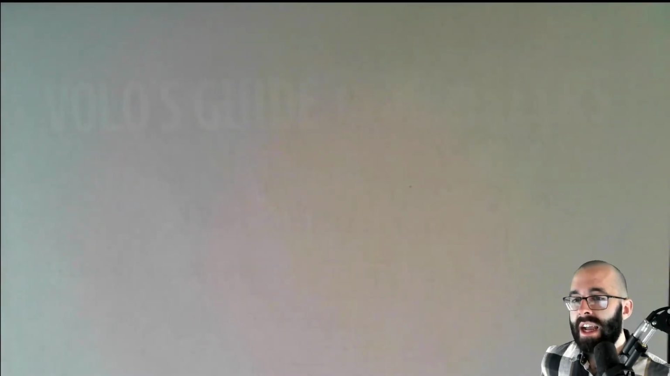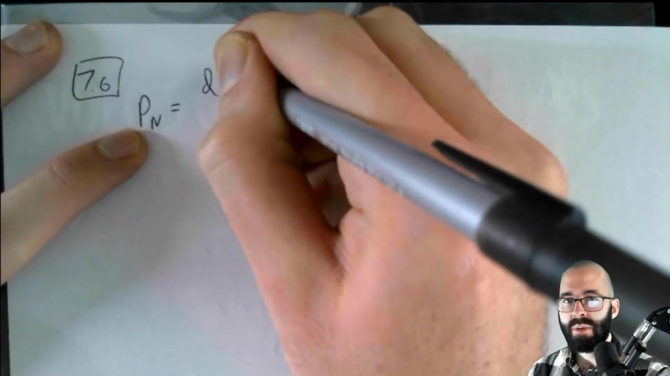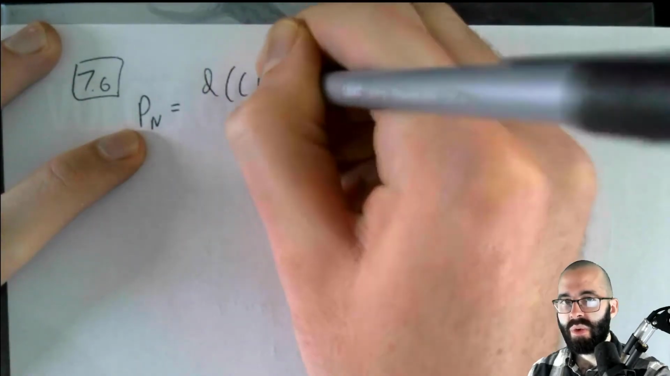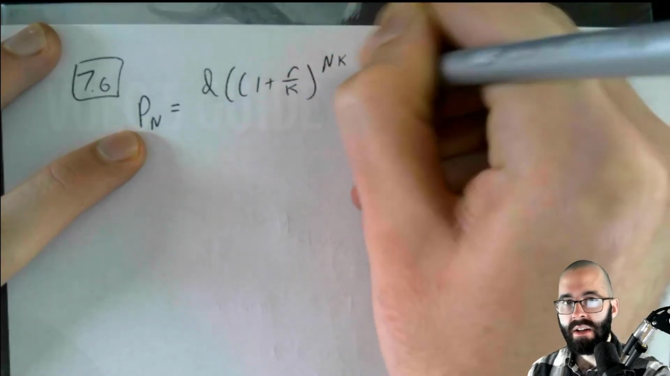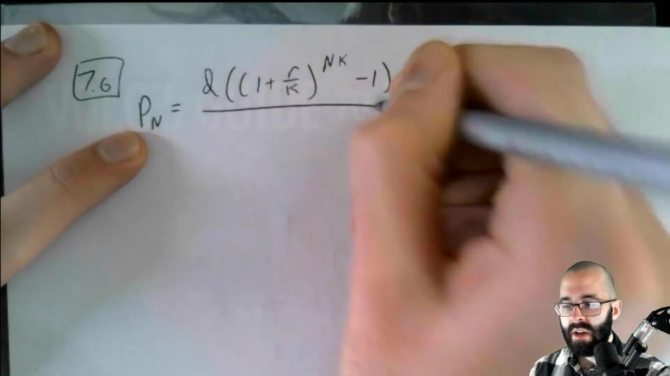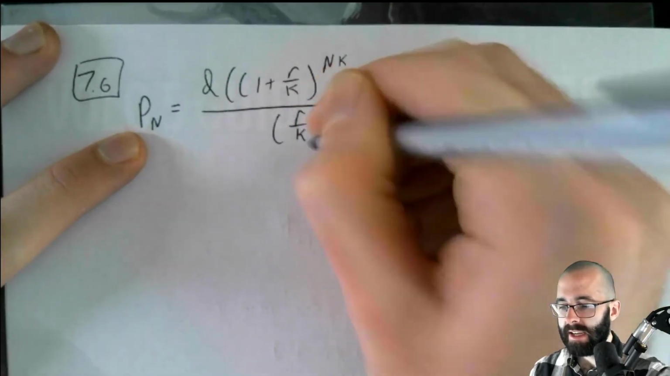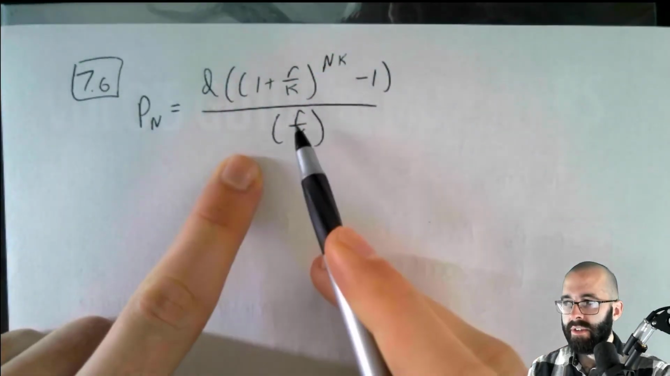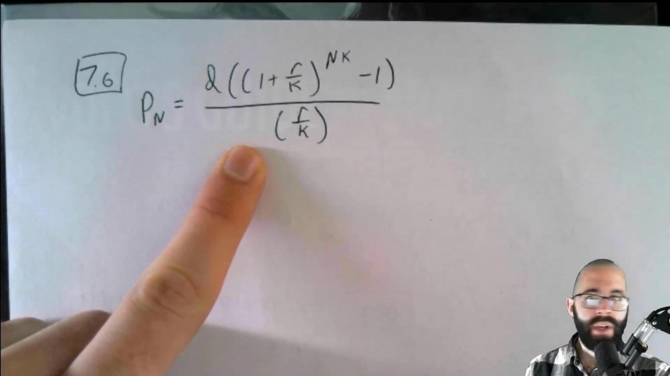So again, I highly recommend that when you're starting a problem, you start by just copying down the formula you need to use. P sub n is equal to D times (1 plus R over K) to the NK, minus 1, all divided by R over K. Look at what we wrote down. Look at what's on our formula sheet. Make sure they're the same.